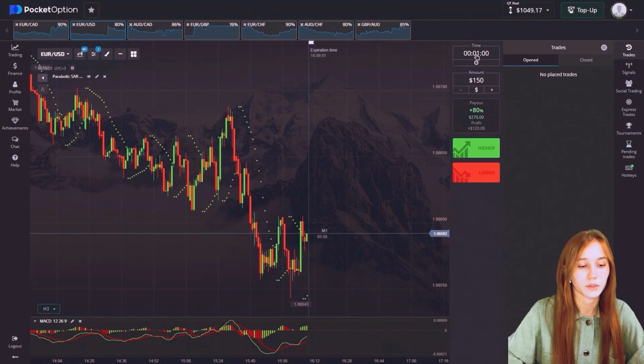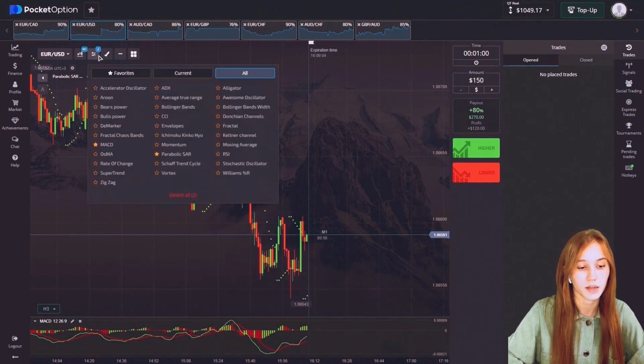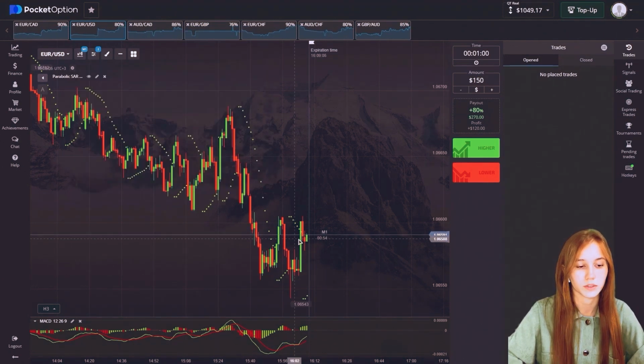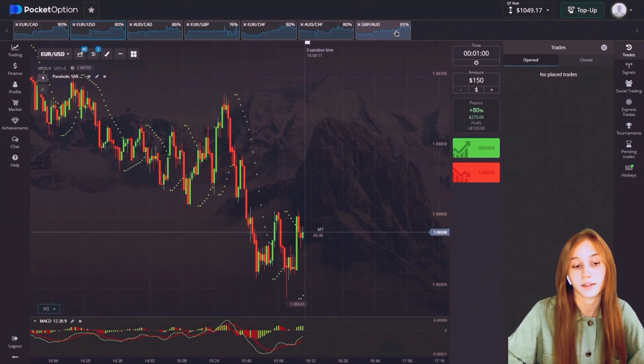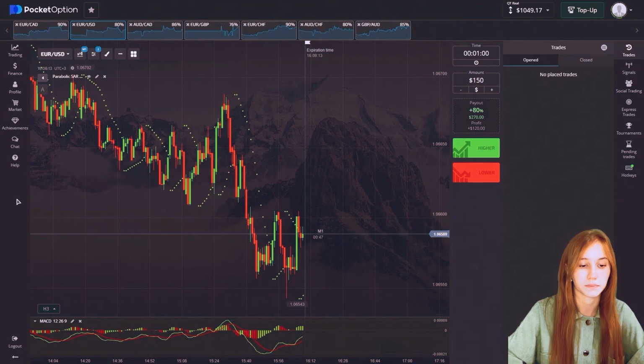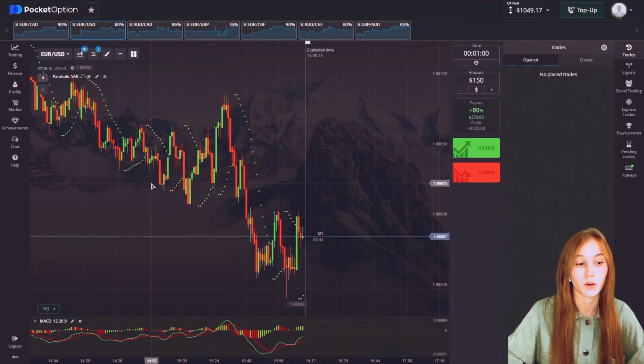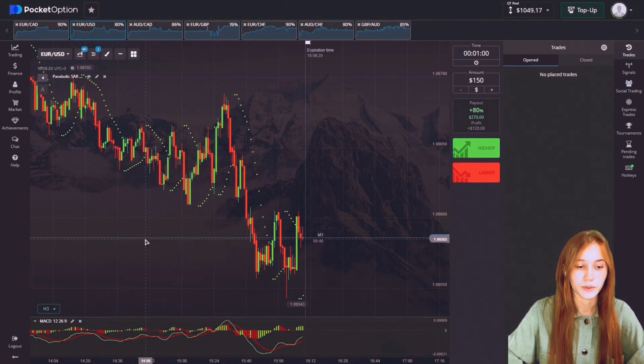Minute time frame on our chart. We'll trade with this. It was 9, as I remember. Indicators, parabolic and MACD. We use strategy to trade.